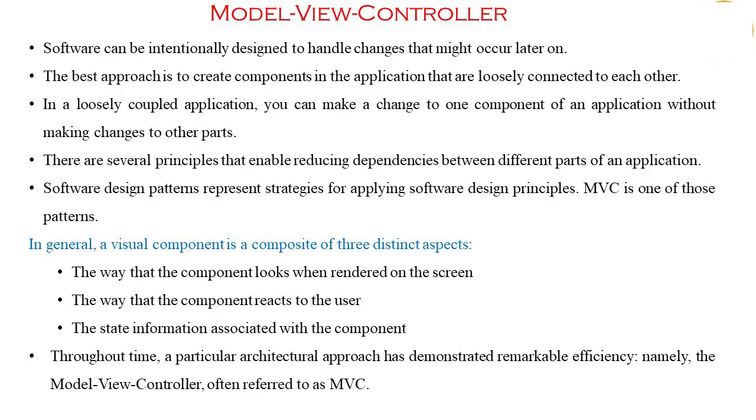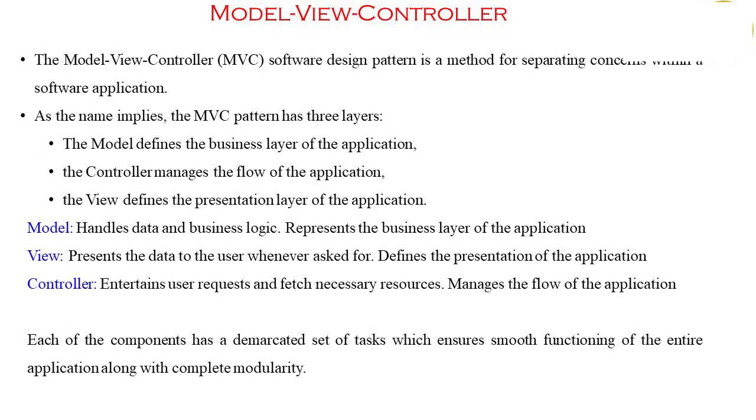In general, a visual component is a composite of three distinct objects: the way that the component looks when rendered on the screen, the way that the component reacts to the user, and the state information associated with the component. Throughout time, a particular architectural approach has proven remarkably efficient, namely the Model View Controller. The Model View Controller software design pattern is a method for separating concerns within a software application.